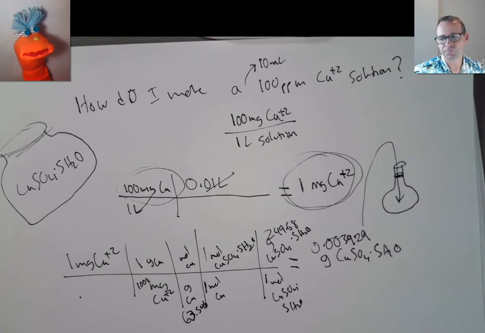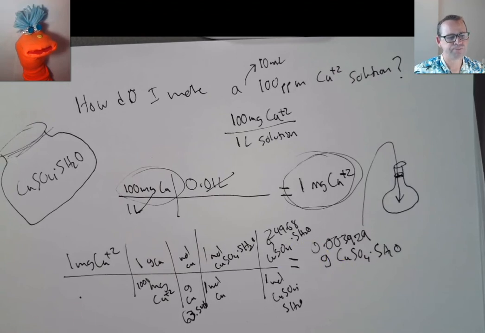So, yeah, very important things we're talking about here: making solutions, thinking about how much mass we want to comfortably weigh out on a scale. When we talk about 100 parts per million copper, that's not 100 parts per million copper sulfate, right? So make sure you do your calculations to know how much copper sulfate I'm actually going to weigh out.